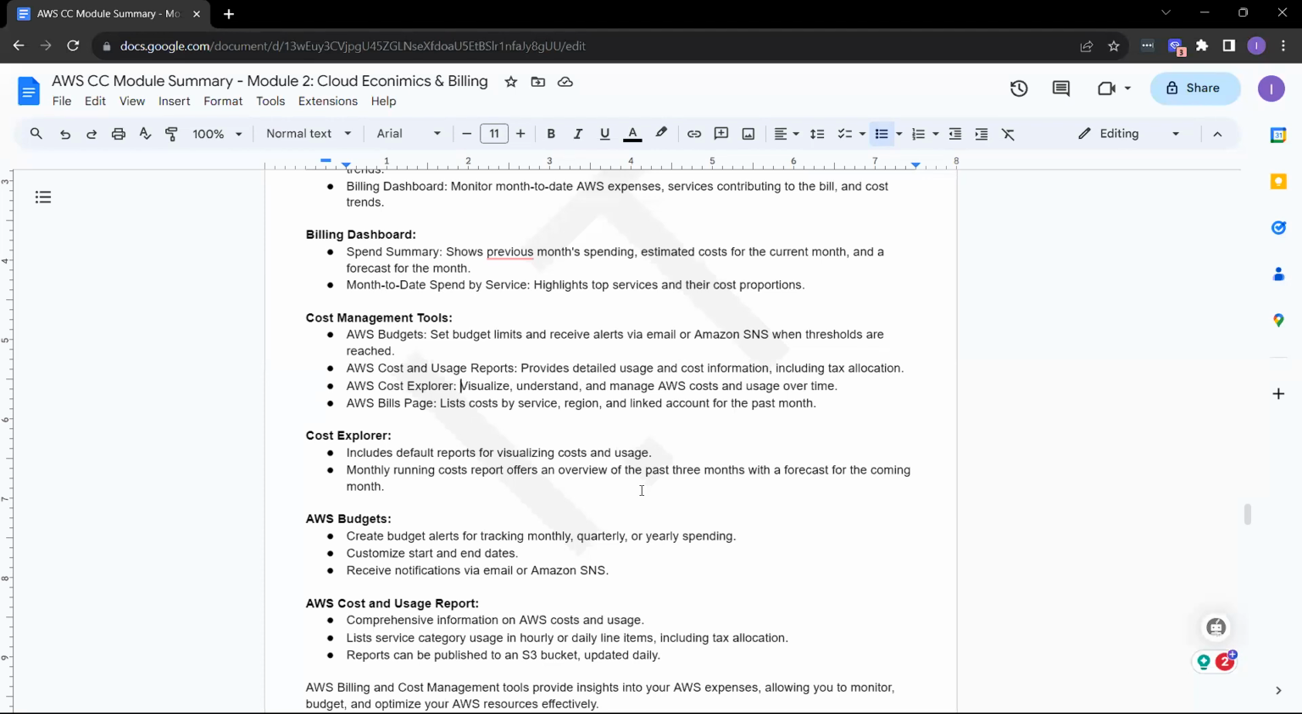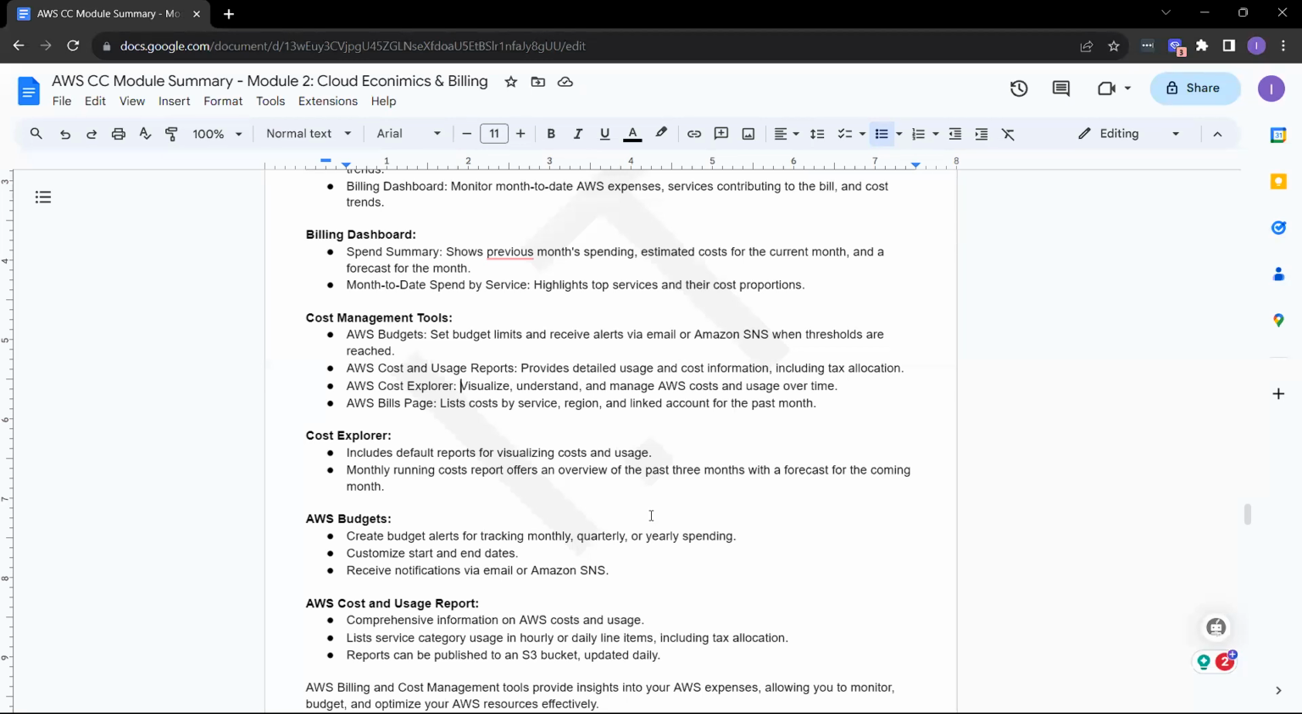Budgets also lets you create alerts for tracking your monthly, quarterly, and yearly spending. So for budgets, you say that, okay, this month I'm spending probably $100. In the next quarter, I want to spend $300 or $400. And then in the span of 1 year, I'll spend 1,200 US dollars. Now the budget helps you create these alerts.